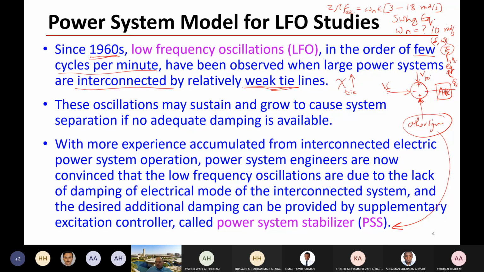The system is not decoupled. You have coupling among the states, and this is usually the case. So if you adjust the field voltage, this will improve the response of delta and omega.